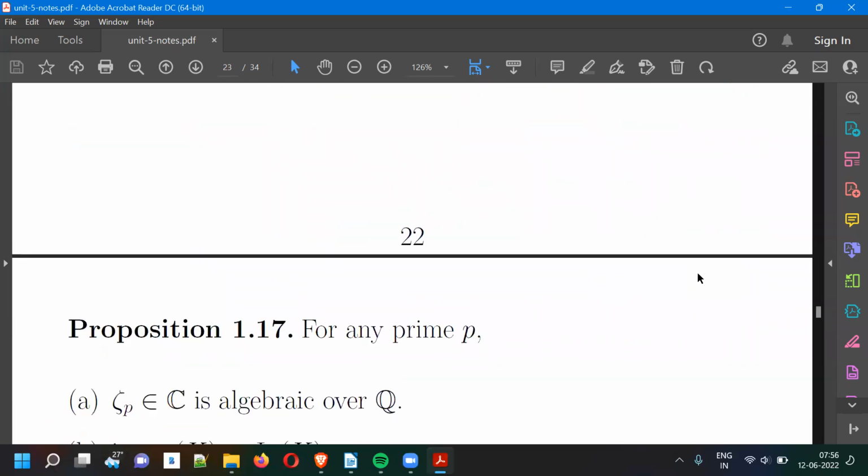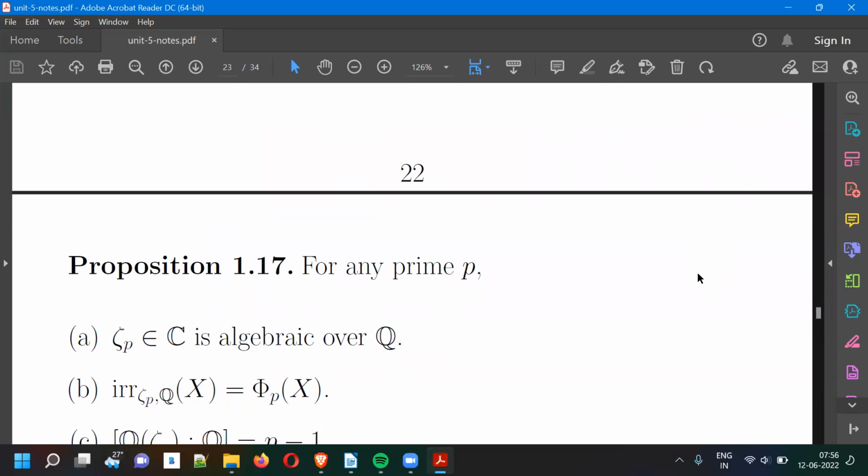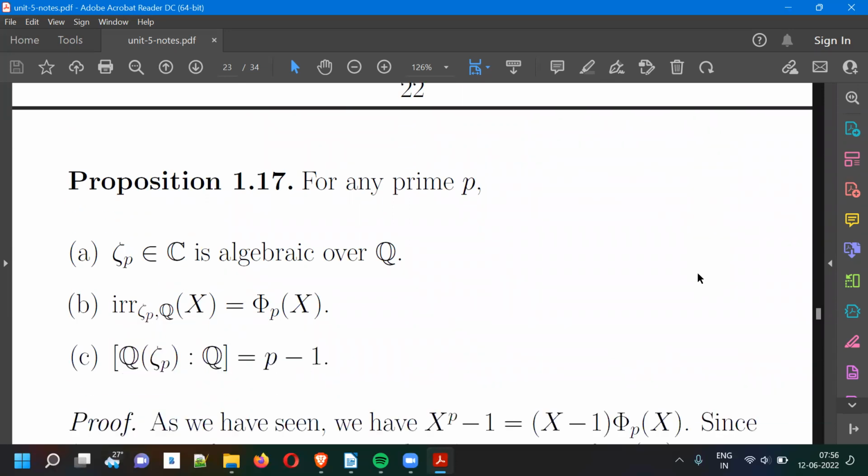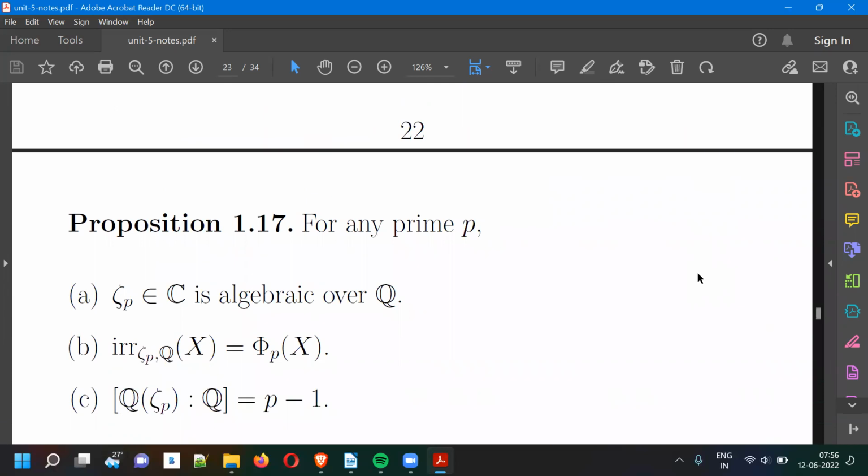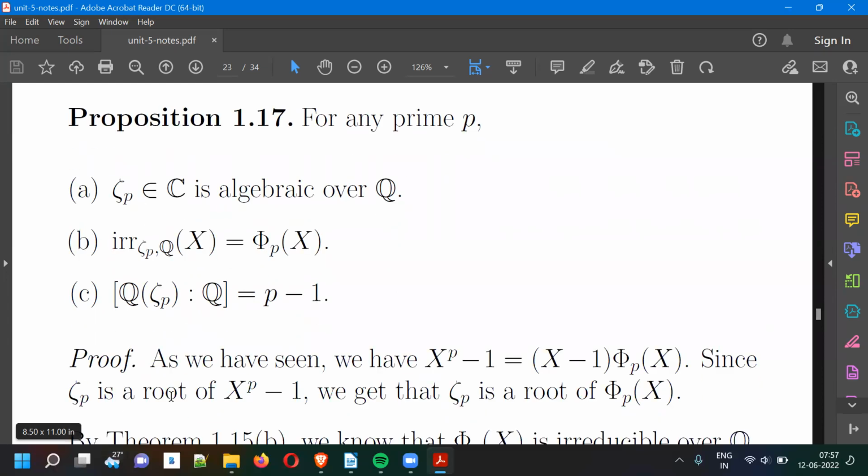Okay, so that was about cyclotomic extensions. What do we immediately get? Immediately we get the following. For any prime p, zeta p is algebraic over Q. The minimal polynomial of zeta p over Q is just phi p of x. And the degree of the extension Q(zeta p) over Q is p minus 1. Let's quickly look at why. We have nearly proved it.